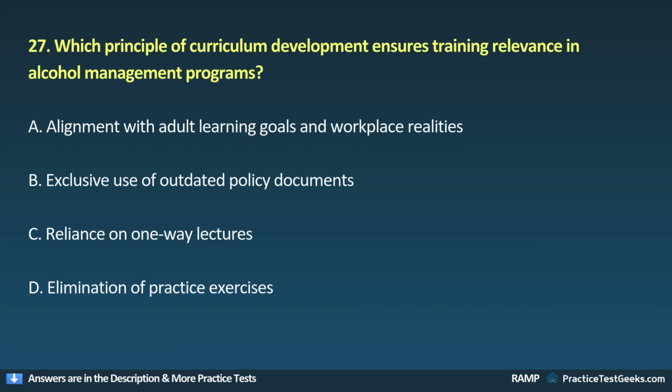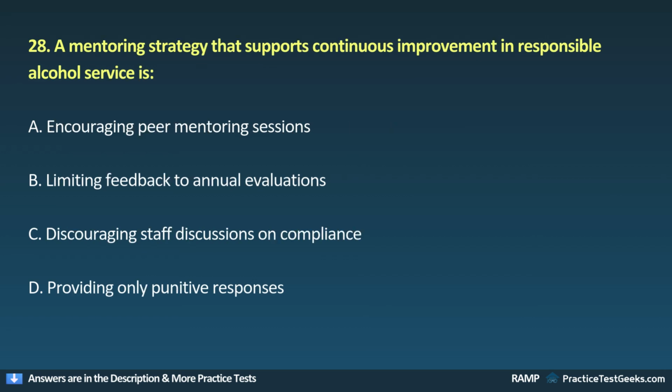27. Which principle of curriculum development ensures training relevance in alcohol management programs? A. Alignment with adult learning goals and workplace realities. B. Exclusive use of outdated policy documents. C. Reliance on one-way lectures. D. Elimination of practice exercises.